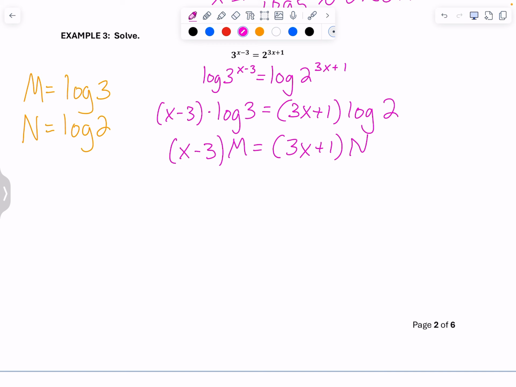This method is done the same way every time. We brought our exponents down. We replaced our logs with m and n. And then now let's distribute. So on both sides, it distributes. We're solving for x, correct?